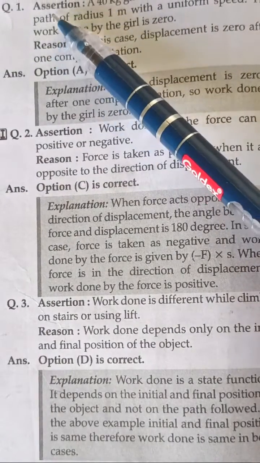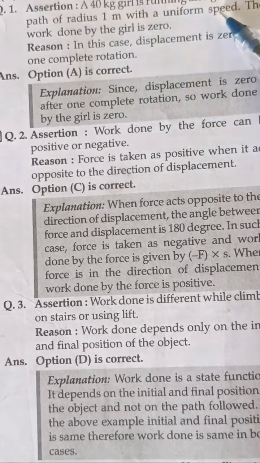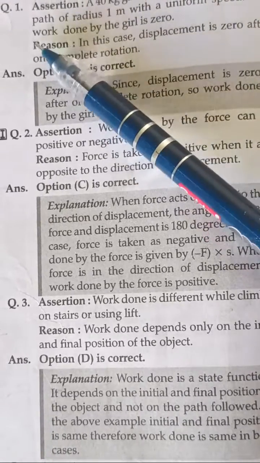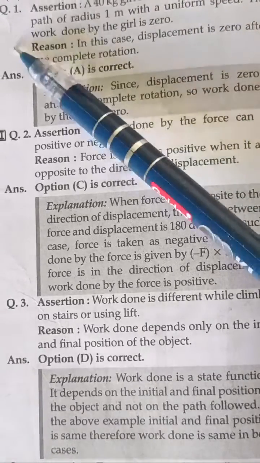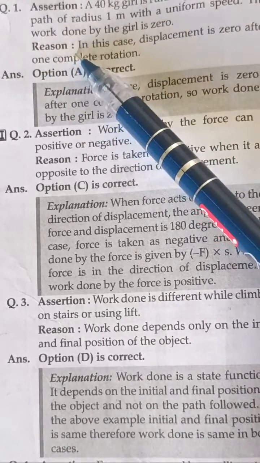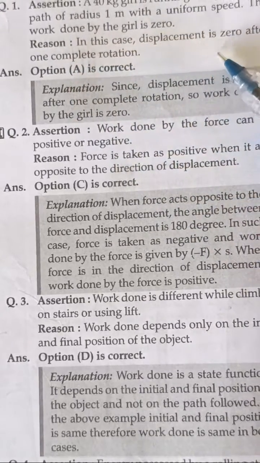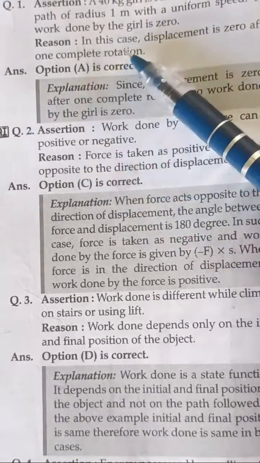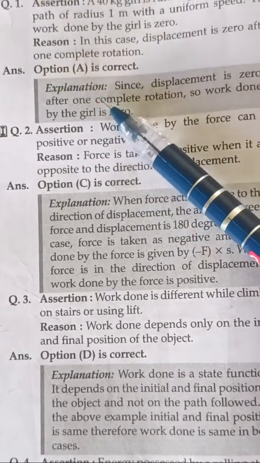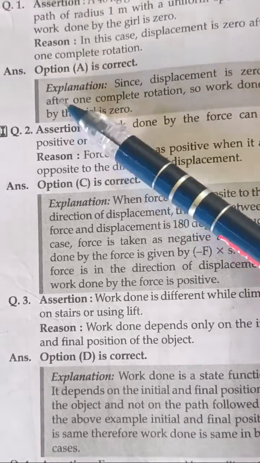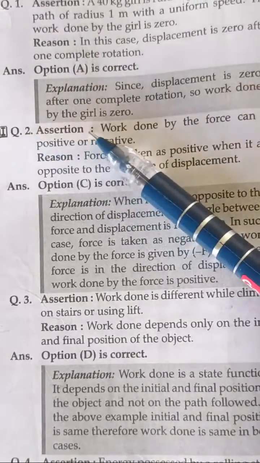Assertion: a 40 kg girl is running along a circular path of radius 1 meter with a uniform speed. The work done by the girl is zero. Reason: in her case displacement is zero after one complete rotation. Answer is A. Since displacement is zero after one complete rotation, the work done by the girl is zero.